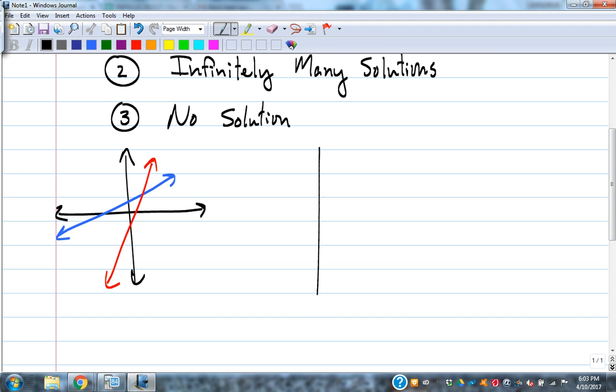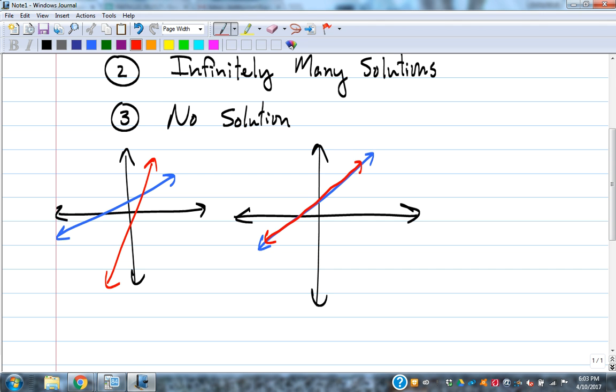That's one solution. Coordinate plane for infinitely many solutions: you have one line drawn, and the other line lies right on top of it. How many places is the red line touching the blue line? Lots. Too many to count. So that's an infinitely many solutions picture there.